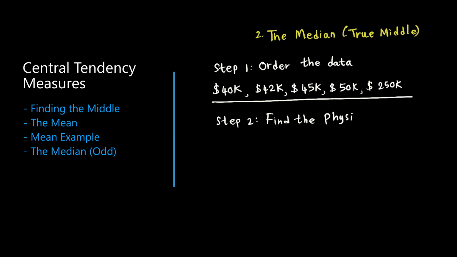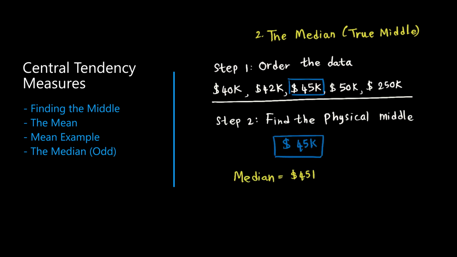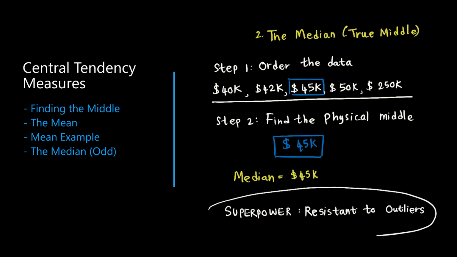In our salary example with 5 employees, the ordered salaries are $40,000, $42,000, $45,000, $50,000, and $250,000. The middle number is $45,000. That feels much more representative of the typical employee's experience, doesn't it? The median's superpower is its resistance to outliers. That $250,000 salary could have been $2 million, and the median would still be $45,000.